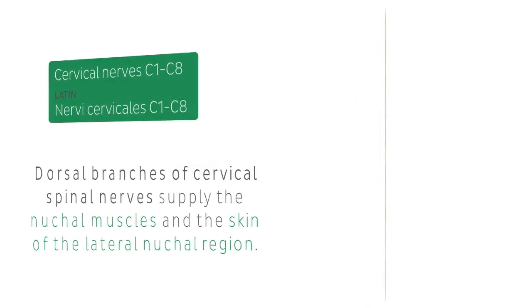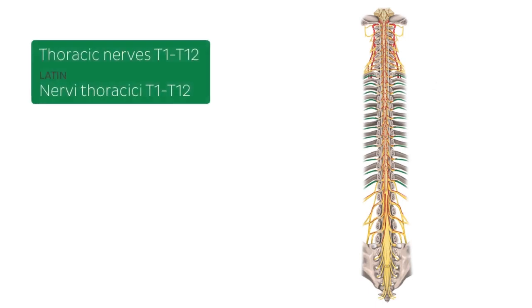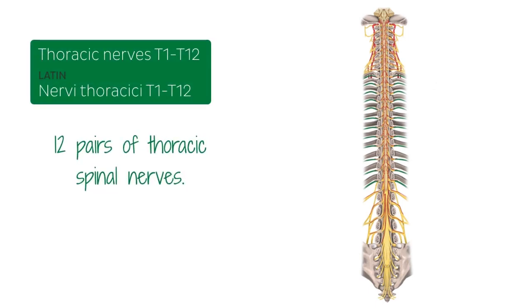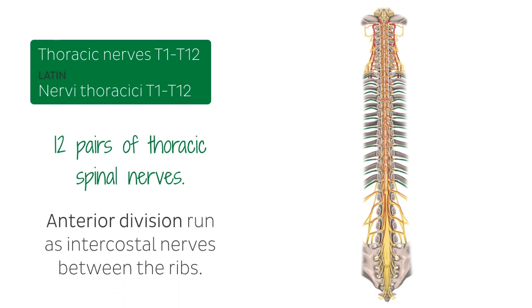Next up, let's look at the thoracic nerves. There are 12 pairs of thoracic spinal nerves, each emerging just below the corresponding thoracic vertebrae. In the same way as the cervical spinal nerves, the thoracic spinal nerves have anterior and posterior branches or divisions. The anterior division or branches of the T1 to T11 thoracic spinal nerves run as intercostal nerves between the ribs. The anterior ramus of the spinal nerve, T12, also known as the subcostal nerve, runs below the 12th rib.